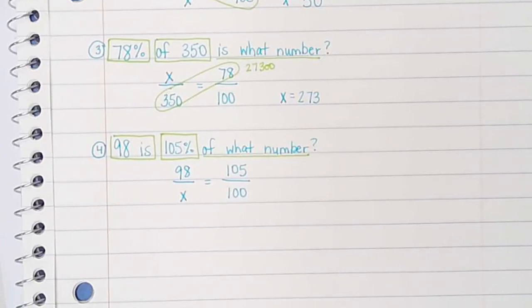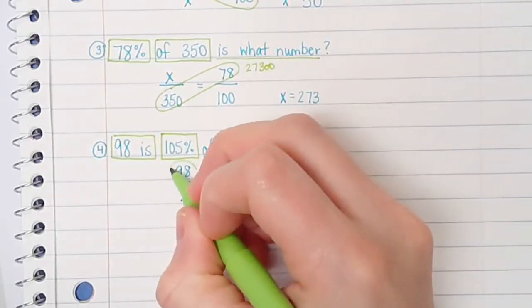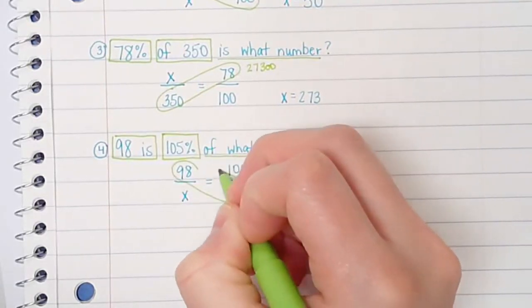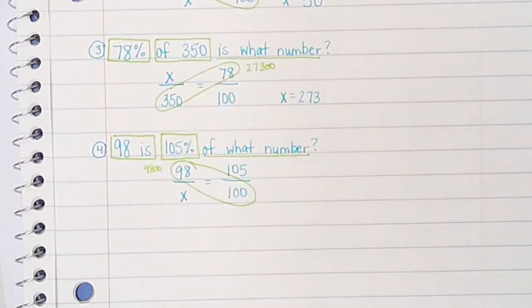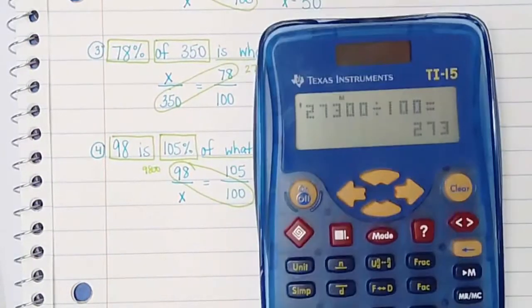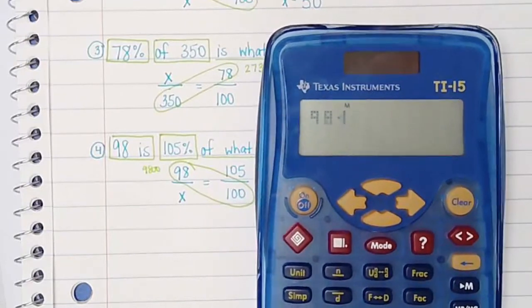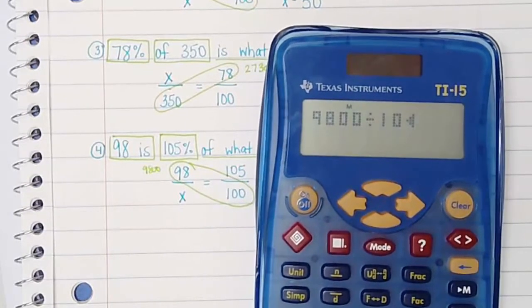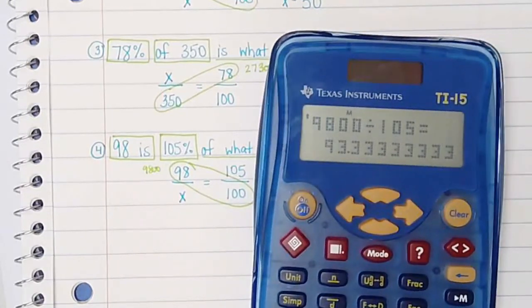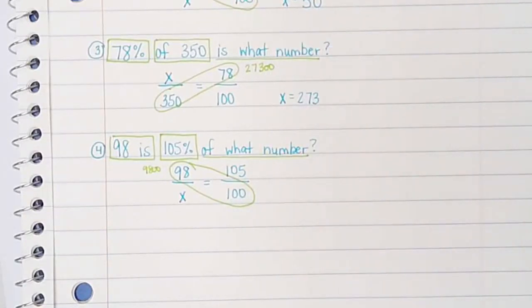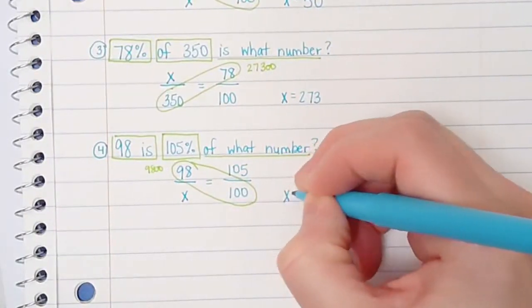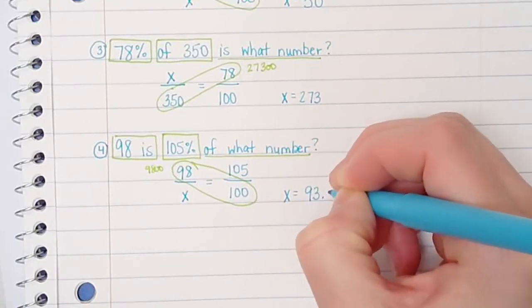Okay? So let me cross multiply what I can. That would give me 9,800. I divide 9,800 by 105. And I get 93.333, and that 3 keeps repeating. I'm just going to cut it off after 2 spots, so X equals 93.33. Okay? All right, we got time for one more.